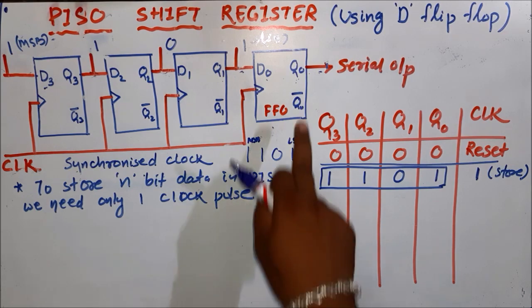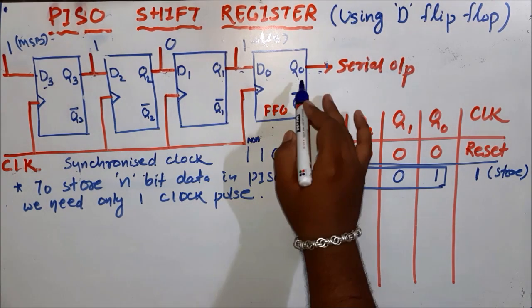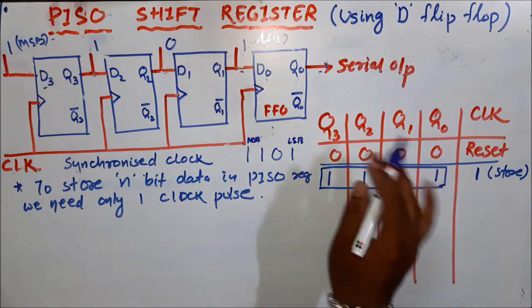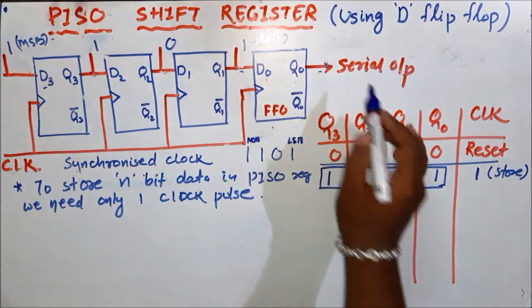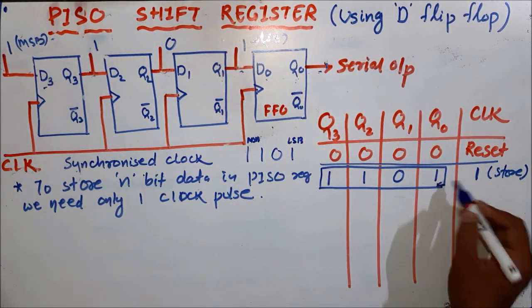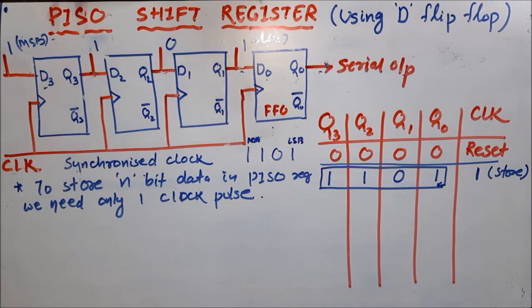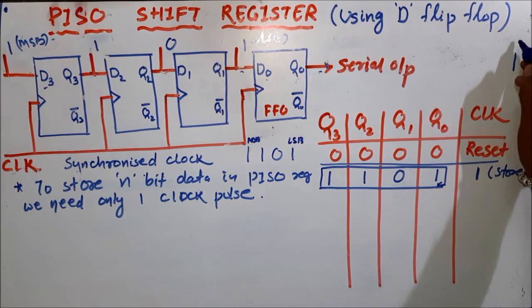And I want to retrieve it. I can see in Q0, while storing, in Q0 I am getting the LSB. So this is nothing but my LSB. So we already got one data out. One data, the LSB, is already out.